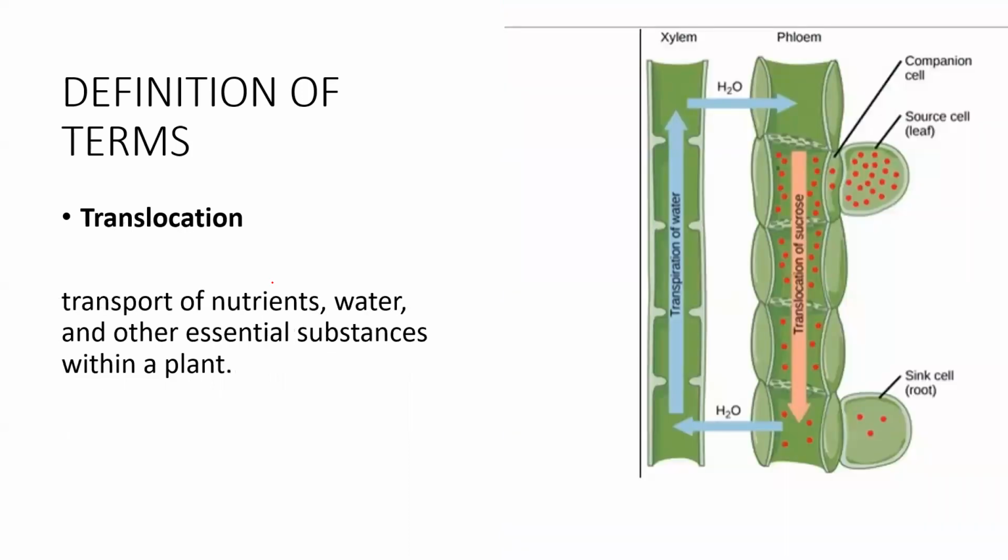Another one is the translocation. Anong ibig sabihin ng translocation? So translocation is the transport of nutrients, water, and other essential substances within the plants. So meron tayong example ng translocation dito. Nagaganap ang translocation. Kapag sinabi nating translocation, ito yung merong transporting of nutrients.